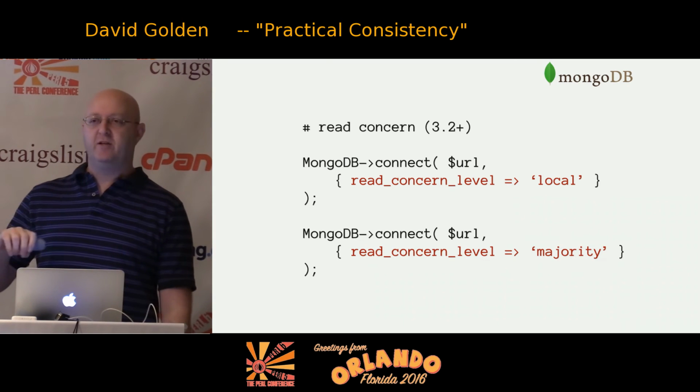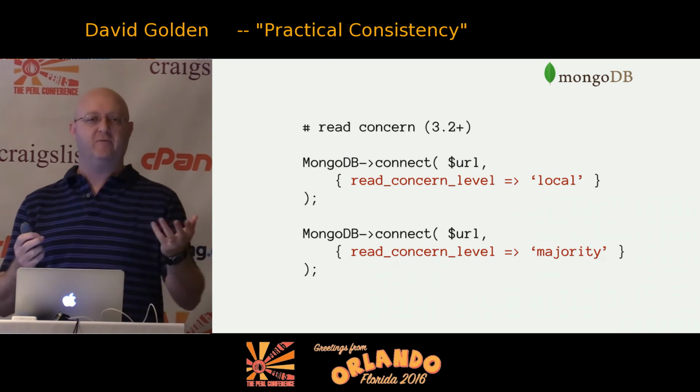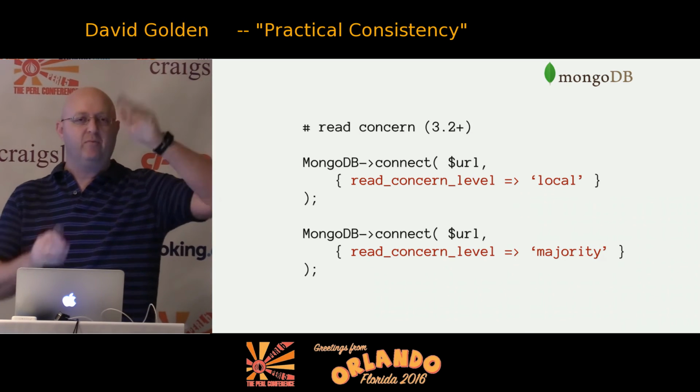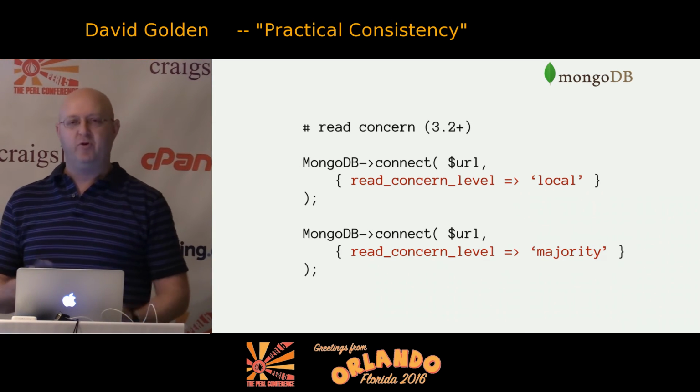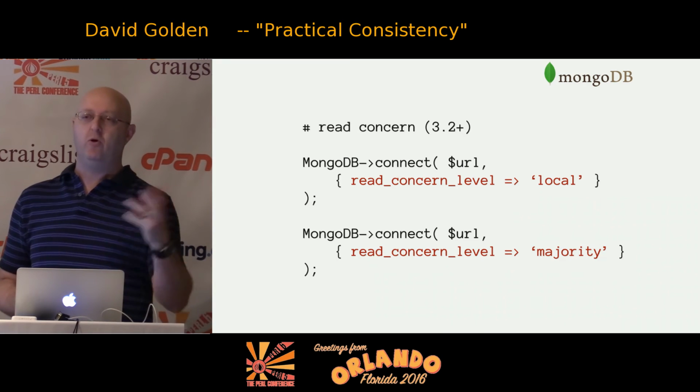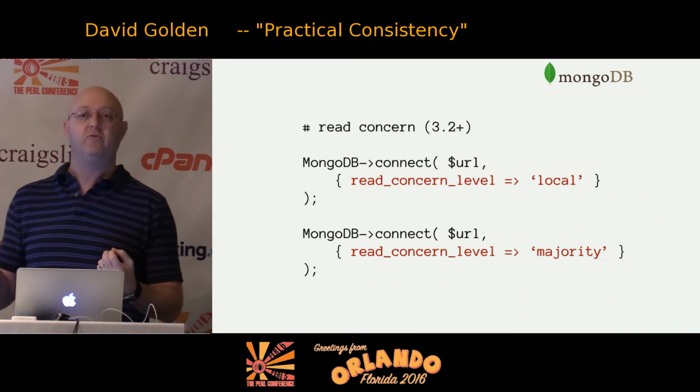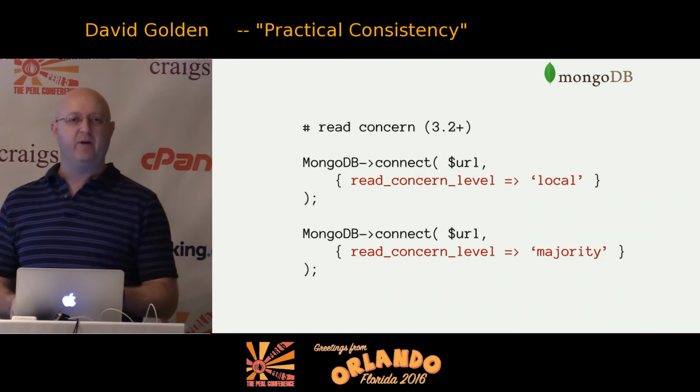But the idea of read concern level local is you're asking the server, just tell me what you've got locally. I don't really care about replication. Just give me whatever you've got. And majority says, only give me data that has made it to a majority of nodes. I want to make sure that things I'm reading have actually been committed.